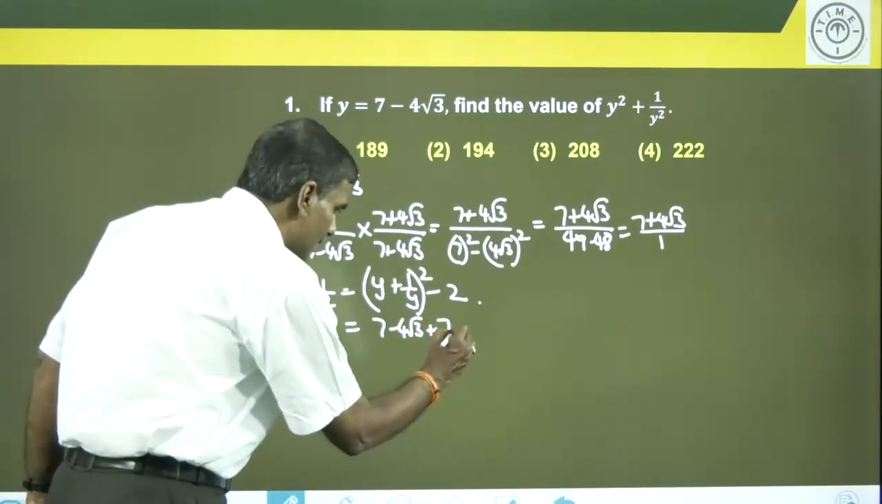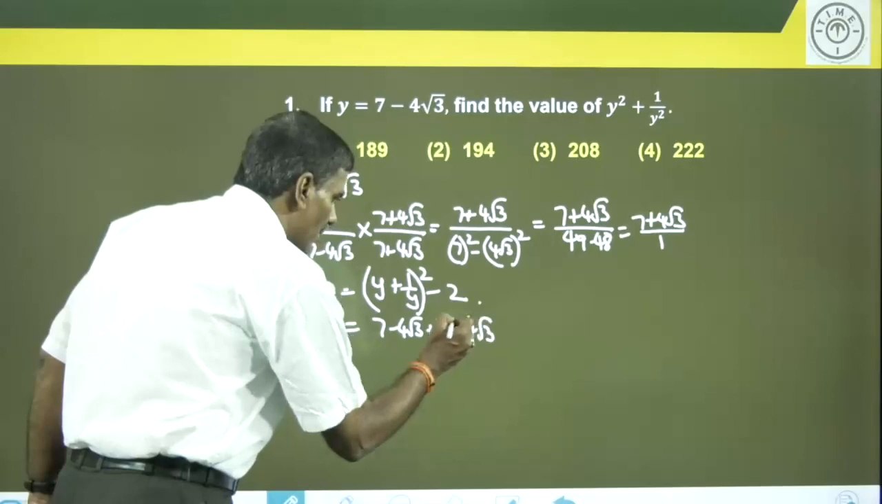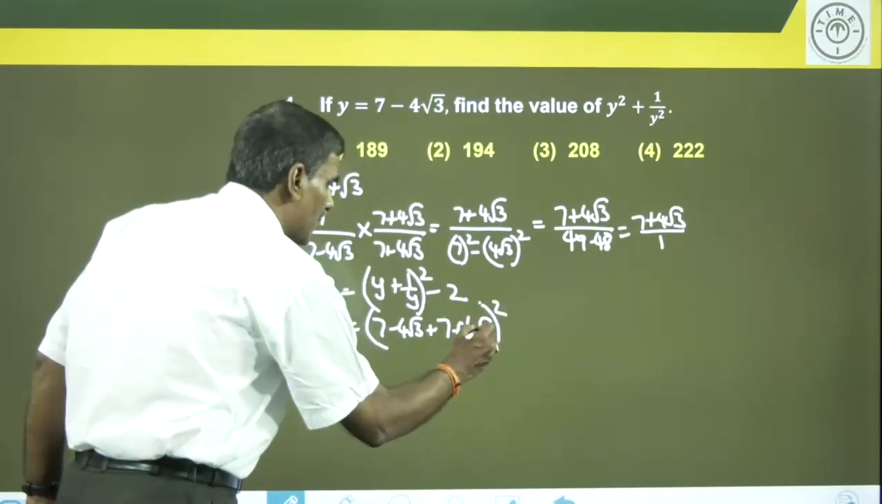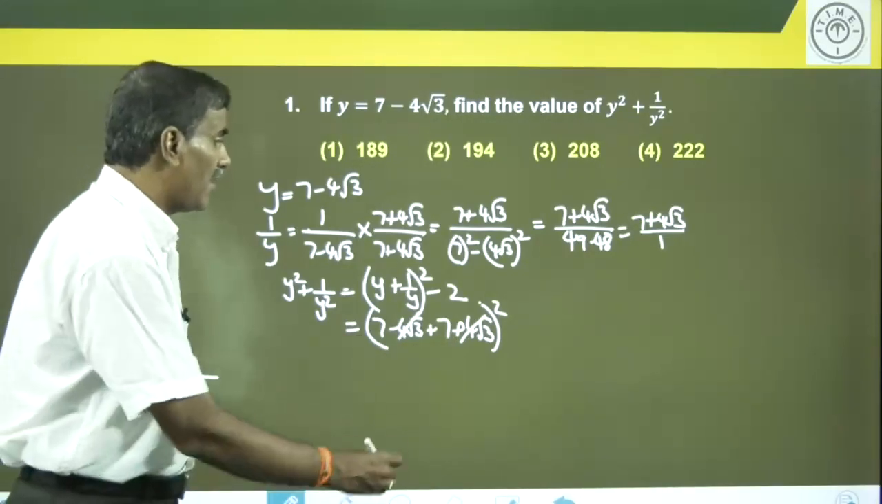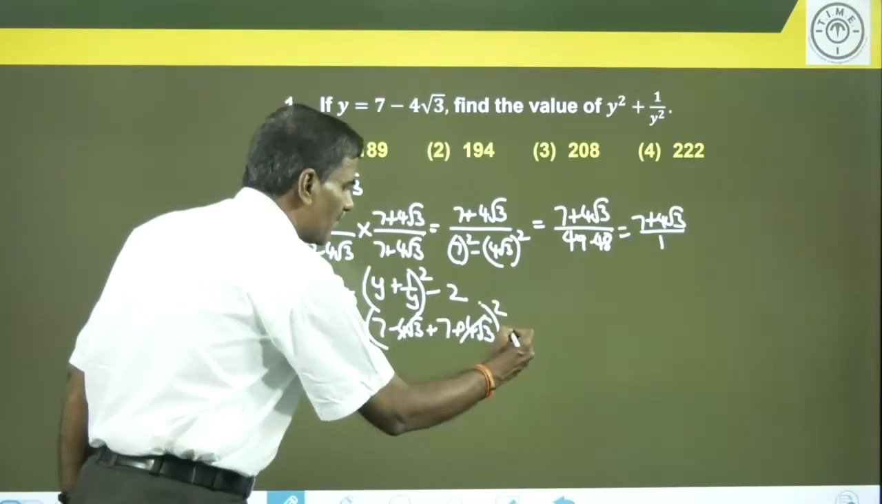If we add these two, plus 4 root 3 minus 4 root 3 cancels. So we are left out with what? 7 plus 7, 14. And from the square of this we have to subtract 2.